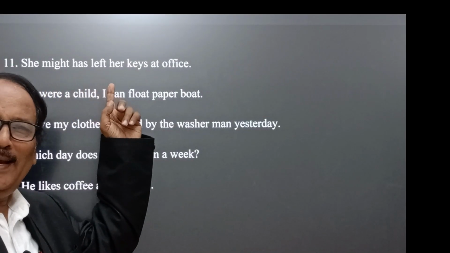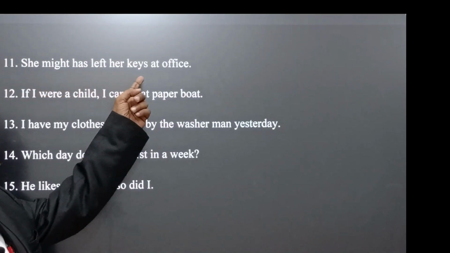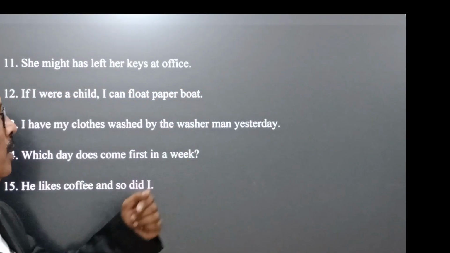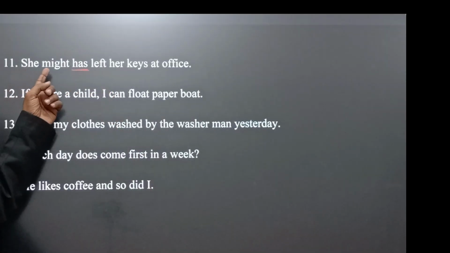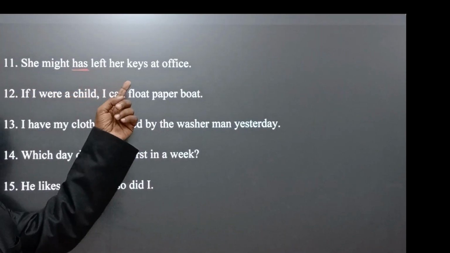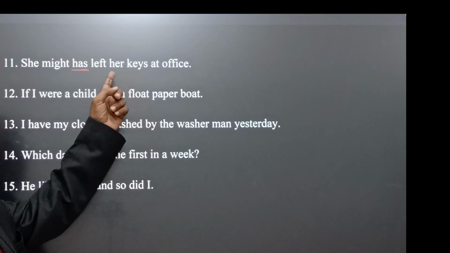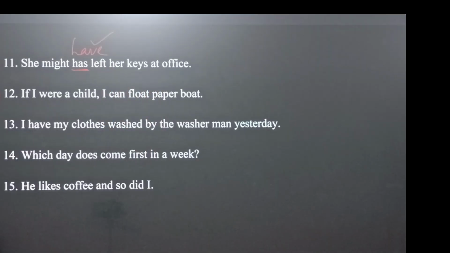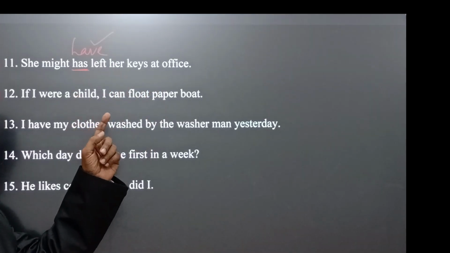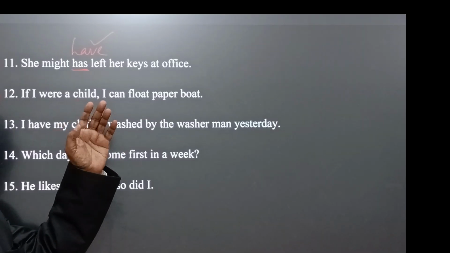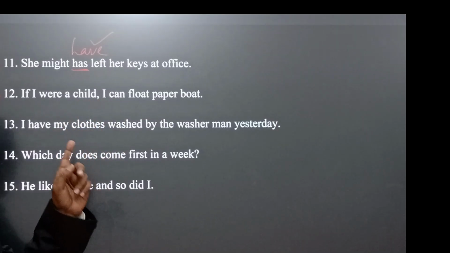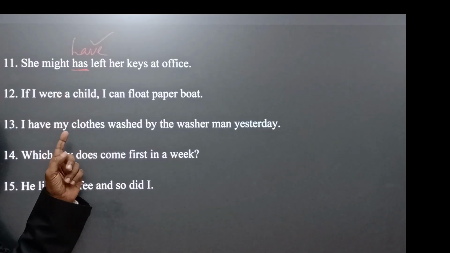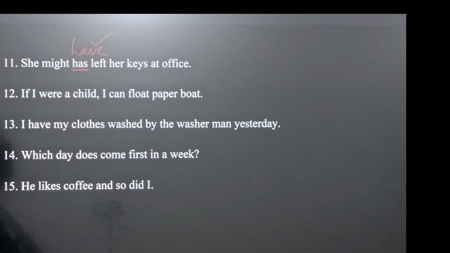Now come to question number 11. She might has left her keys at office. Here the error is has. Might plus have plus past participle is the correct answer, because it indicates a matter of regret about any past action. Question number 12. This question is also based on imaginary or hypothetical action of present. In this case, we use simple past in the if clause and should or could or might or must plus infinitive in the main clause.